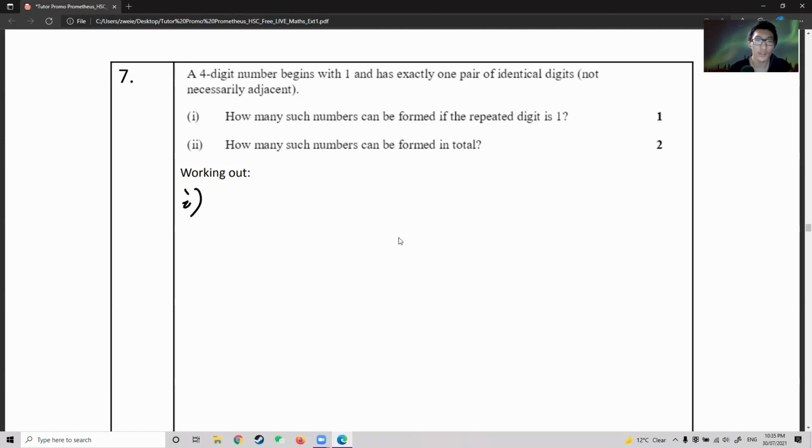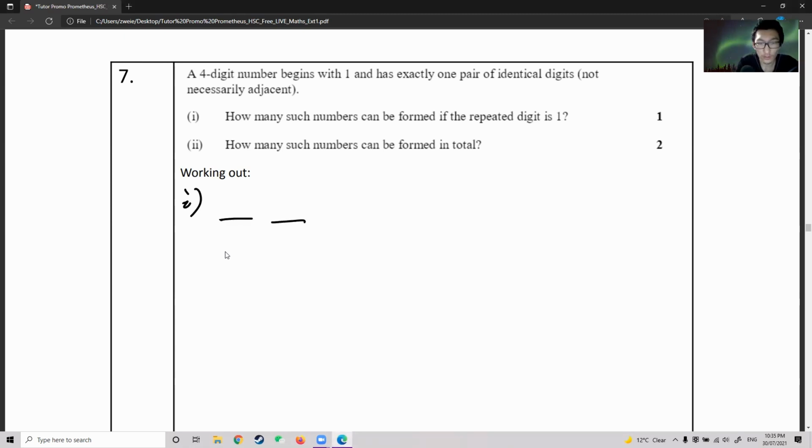Look at 7 part 1 then. Already skipped the reading the question part. Okay, so a 4-digit number begins with 1 and has exactly one pair of identical digits, not necessarily adjacent. So now, how many such numbers can be formed if the repeated digit is 1?